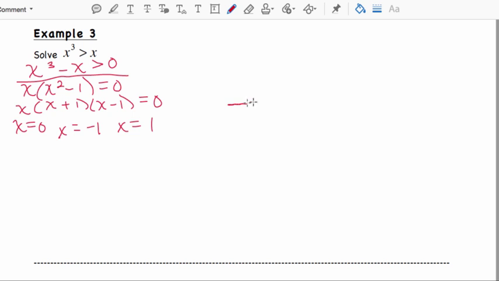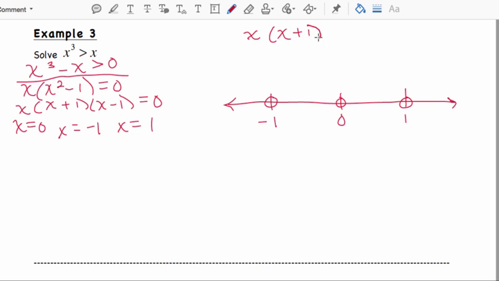And so I have 3 critical numbers that I'm going to put on my number line. I'm going to put them in order. So we have -1, 0, and 1. I know I'm going to have open circles at those endpoints because of my inequality symbol. And then I just need to test a value in each region. I'm going to write my factored form and then put back that inequality symbol in, and that's what I'll be testing in.